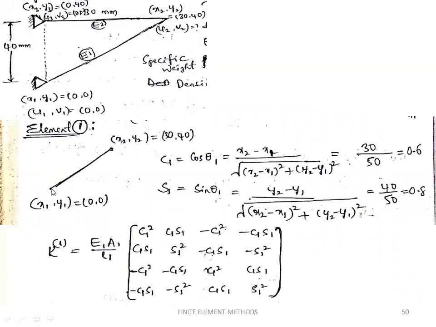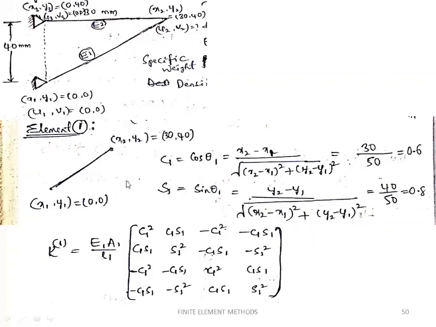So first, let us take element 1. It has the coordinates of nodal point 1 as x1, y1 and nodal point 2 as x2, y2. So at nodal point 1, x1, y1 is 0, 0, and at nodal point 2, x2, y2 is equal to 30, 40. If you know this, then it is possible to find out cos theta 1 as well as sin theta 1. Let us say cos theta 1 is equal to C1 and sin theta 1 is equal to S1.